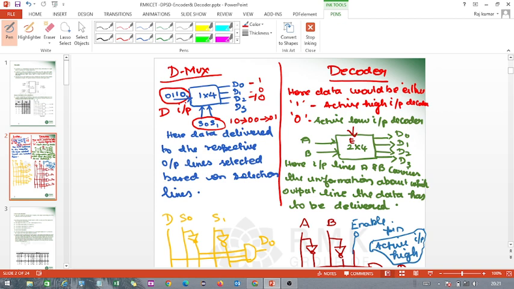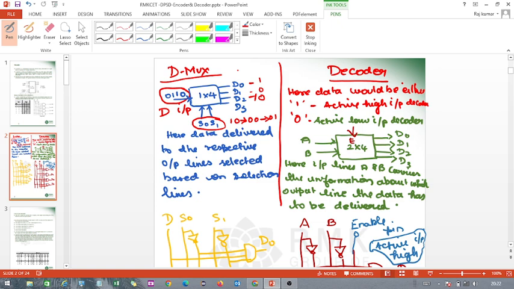These are the three signals we play with to indicate to which output line I have to deliver the data. You are dealing with data, a series of binary information provided through that input signal and delivered to whichever output line you want. Here, the output line information is given through the selection lines.